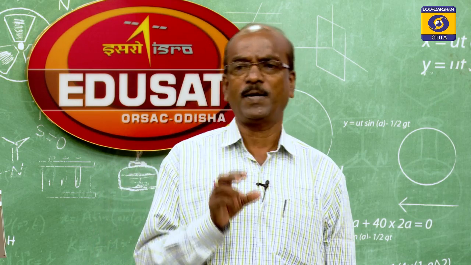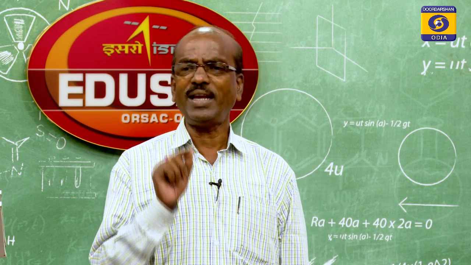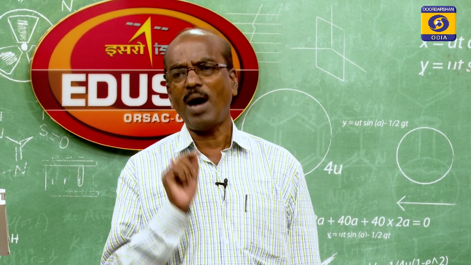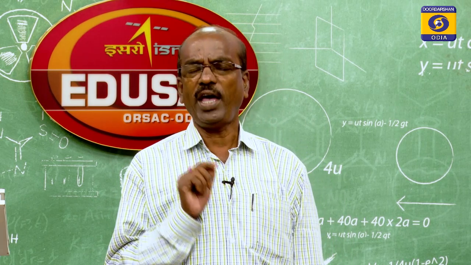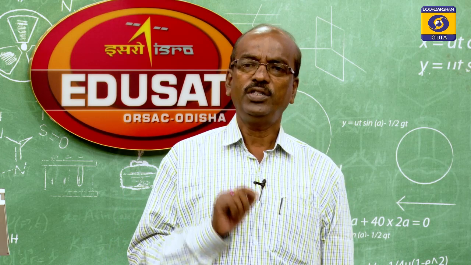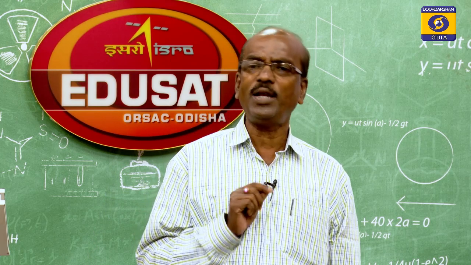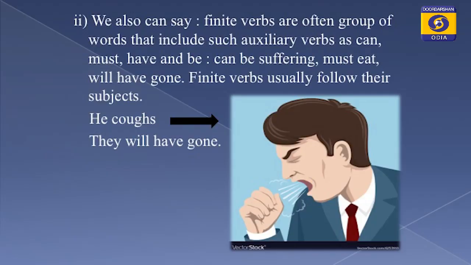While we write sentences, suppose in a verbal group there is an auxiliary verb, that auxiliary verb will tell us about the tense of the sentence. Here you see, "They will have gone." Here "will" is the modal auxiliary, no doubt, but it also tells us about the tense of the sentence. But there is another example: "He coughs." Here "coughs" is not an auxiliary verb, it is the main verb.